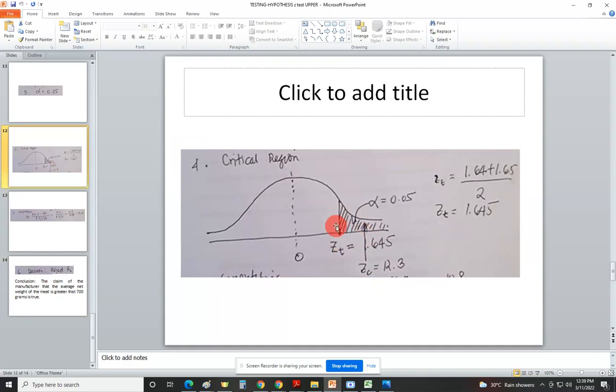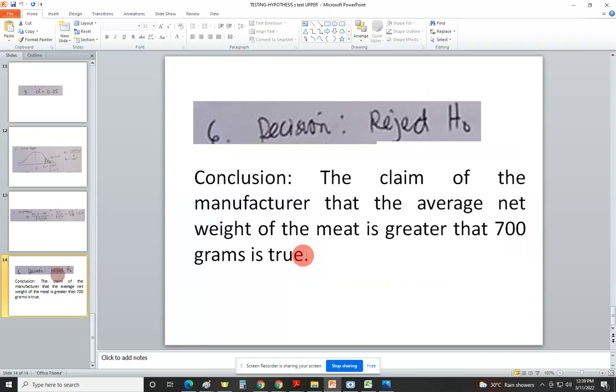Kapag wala siya sa shaded portion, kahit nandito pa siya sa left side, you need to accept your H sub 0. Okay? Now, next, we are not yet done. Ito importante sa ating IE, the conclusion. Especially sa ating IE.